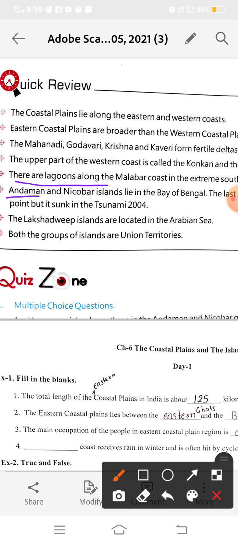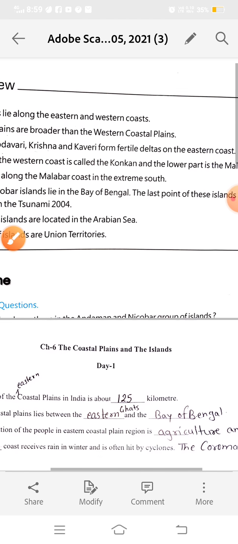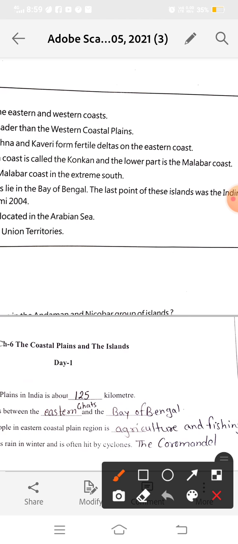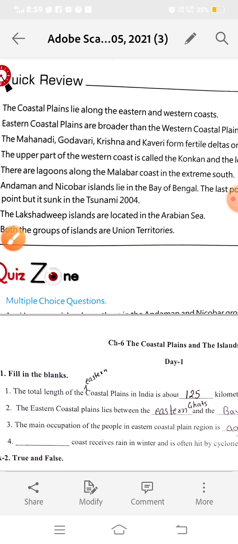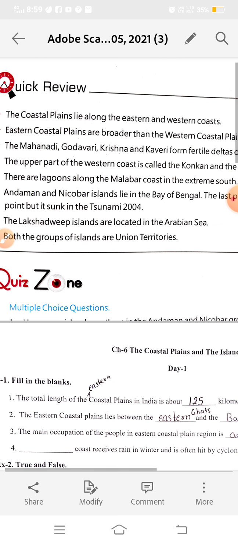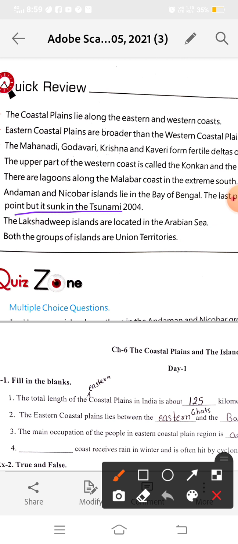The last point of these islands was the Indira Point, but it sank in the tsunami of 2004. It means it is now underwater. The Lakshadweep Islands are located in the Arabian Sea.